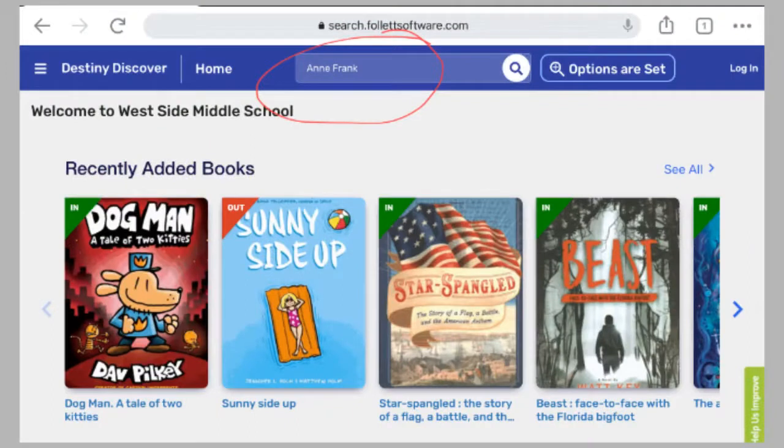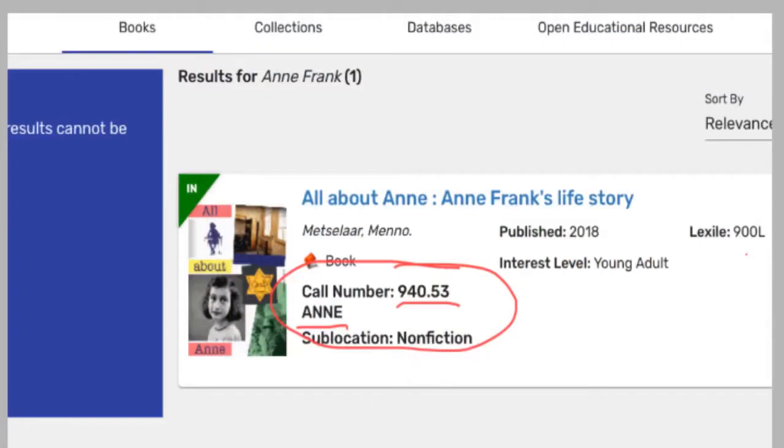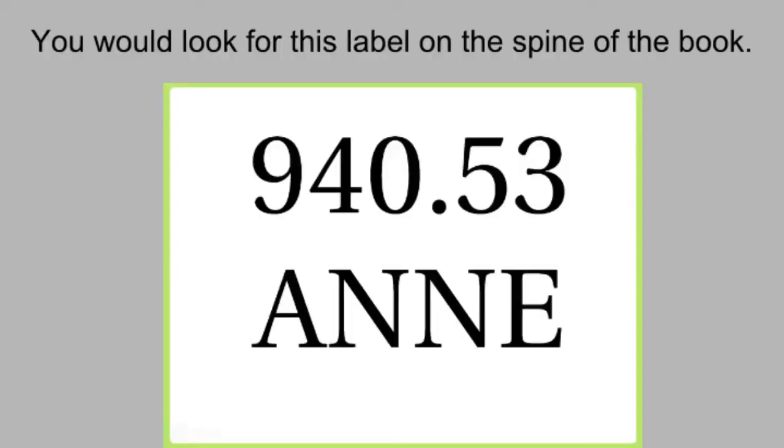For example, if you want to find a book about Anne Frank in our library, you would type her name into our library catalog, Destiny Discover. When the book comes up, you'll notice the call number about halfway down. It's circled in red on this slide. 940.53, and the letters A, N, N, E, underneath. This is what you would look for on the white label on the spine of the book.